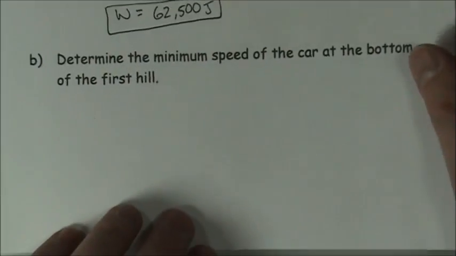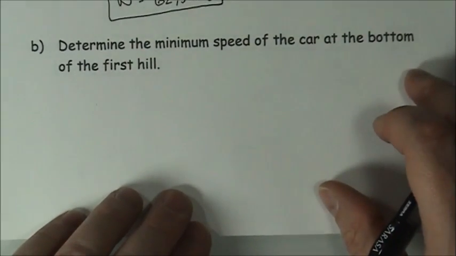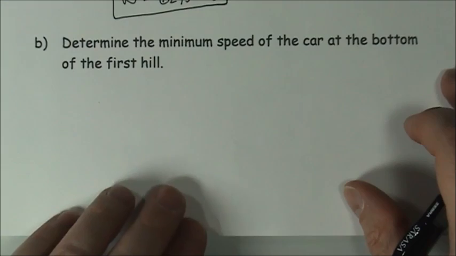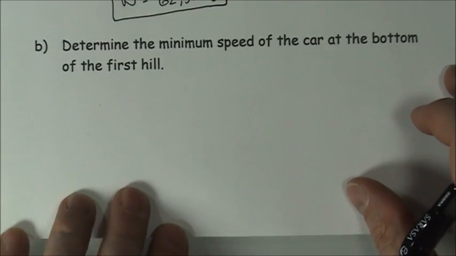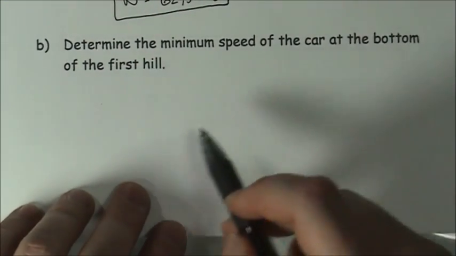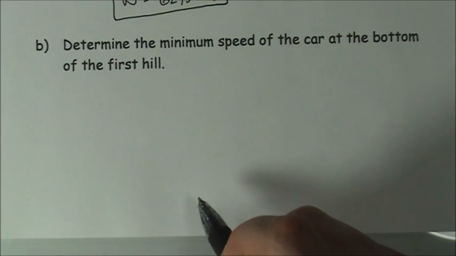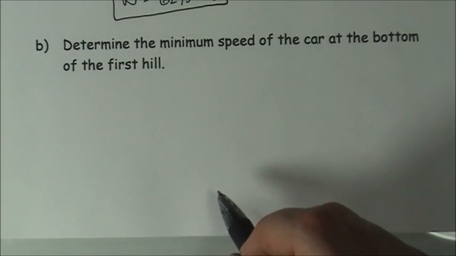So let's go back over here. For this one, I'm not going to think about work. I'm just going to think about the different forms of energy. So at the top of the first hill, instead of writing things that I know already are 0, I'm just going to cut out anything that's not present.